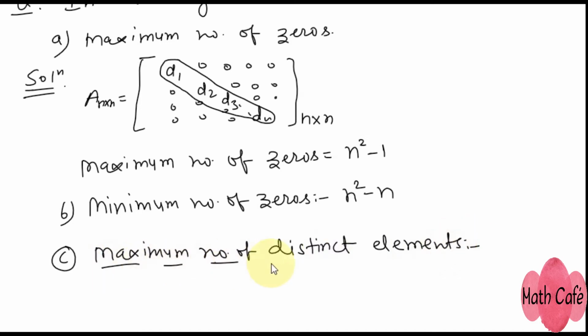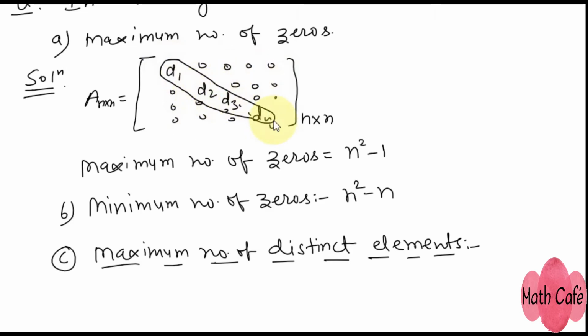So take some time and answer this question. So we know that in the maximum case of distinct elements, I can take all the diagonal elements distinct. All right, so n of these are distinct diagonal elements, and as we know, in the diagonal matrix all the non-diagonal elements will be 0.